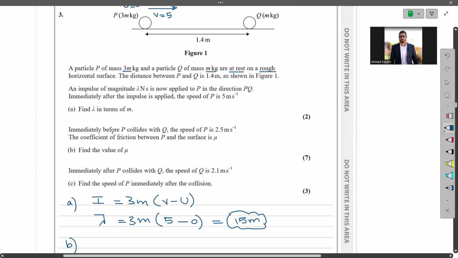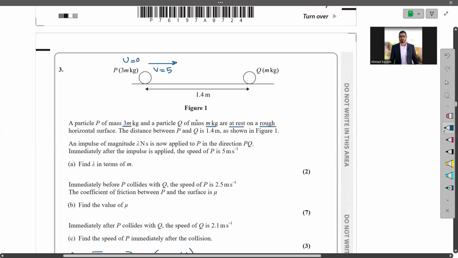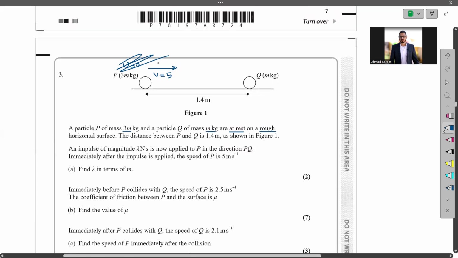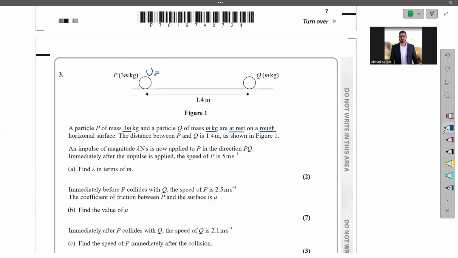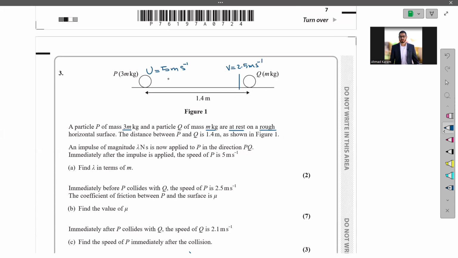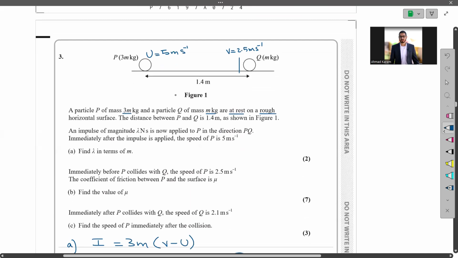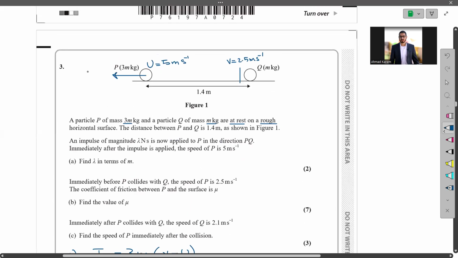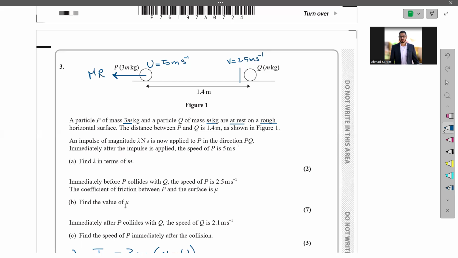Part B: immediately before P collides with Q, the speed of P is 2.5 meters per second. So here we have a different situation. The initial velocity is 5 meters per second, and immediately before the collision, v is 2.5 meters per second. So we have deceleration. Why? Because the opposing force is mu R, the friction, and we need to get the value of mu.